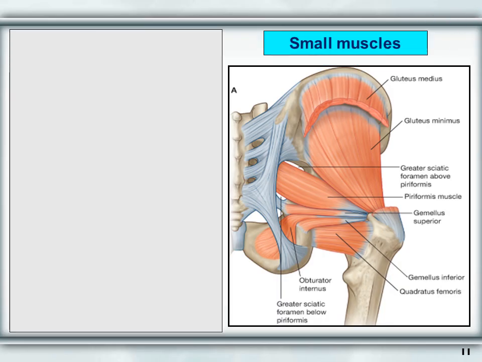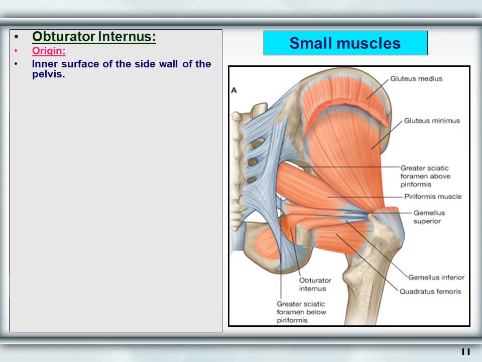Small muscles. Among the small muscles, there is the abductor interosseous. The origin of this muscle is the inner surface of the side wall of the pelvis, and the insertion is the medial surface of the greater trochanter.